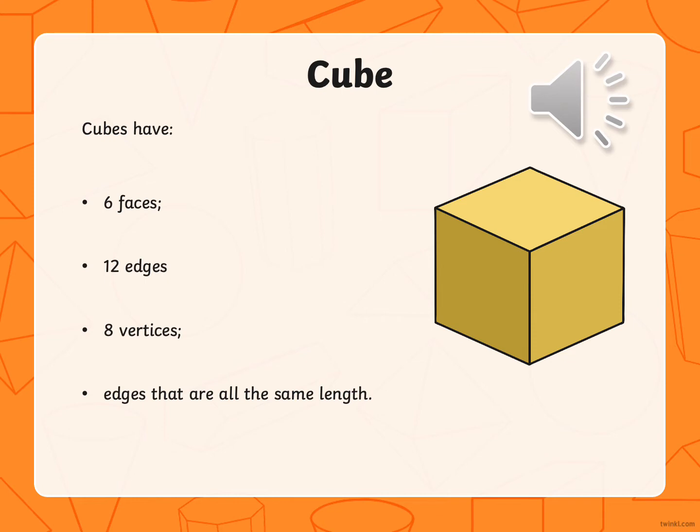It has 12 edges. Okay, the edges are the sides. And it has 8 vertices, so points or corners. All the edges of a cube are the same length.